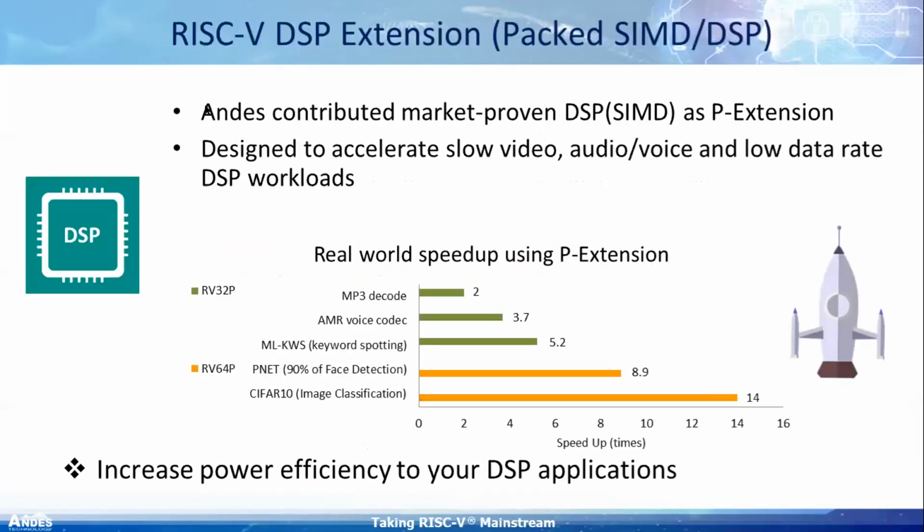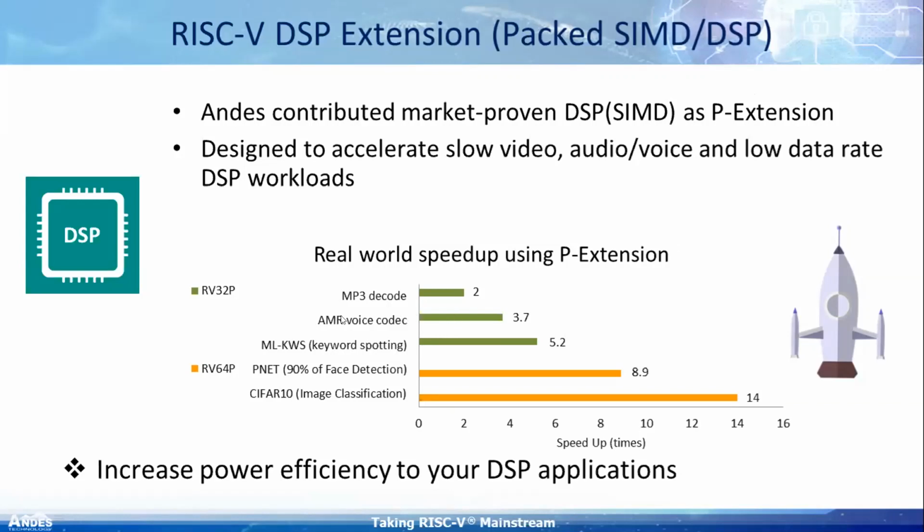Another thing I mentioned before is the DSP extension. It's also known in RISC-V as the P extension. That is a packed SIMD or DSP extension, and it was actually developed here in Andes. We used it for our own RISC products. So before RISC-V, we had our own quite successful controllers, very low power. And this was the P extension or DSP SIMD we used to accelerate slow video like face detection, or audio and voice keyword spotting and low data rate DSP workloads.